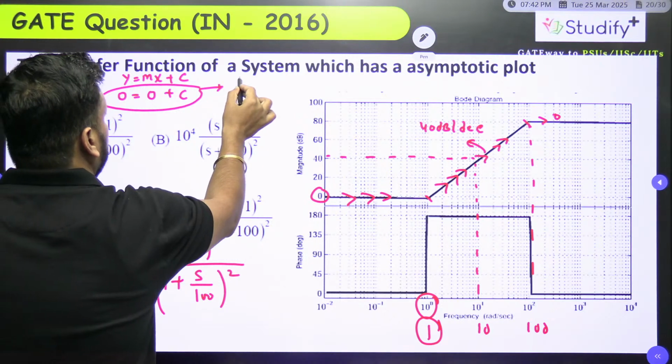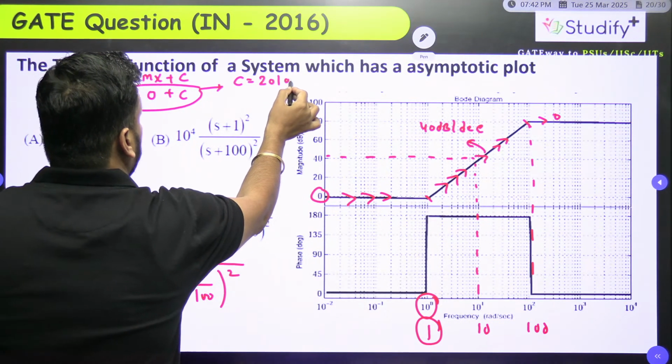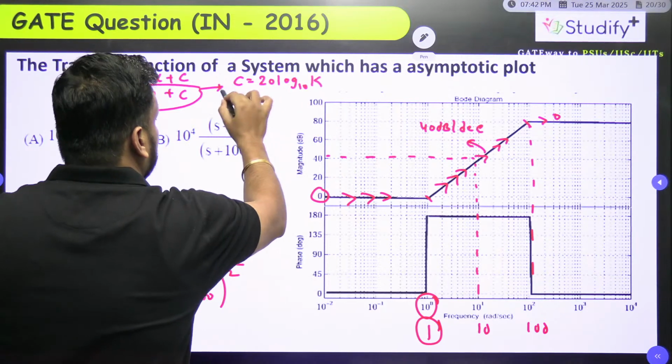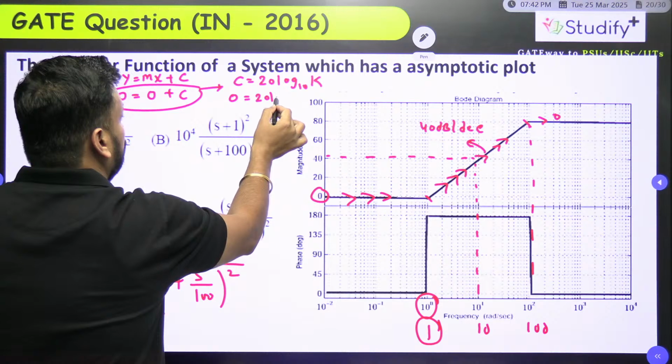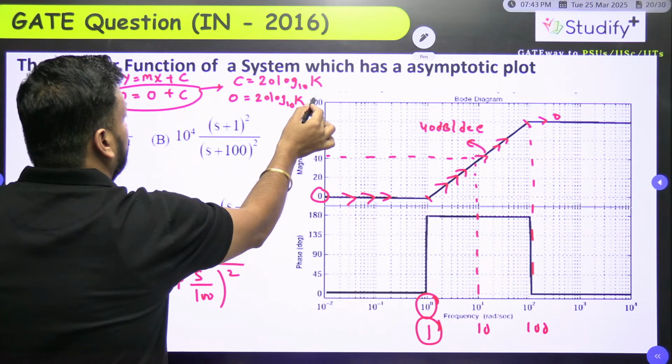No, no, no. K is not 0, because k is what? c is equal to 20 log 10 k. If the c value is 0, then 0 is equal to what? You should write 20 log 10 k.